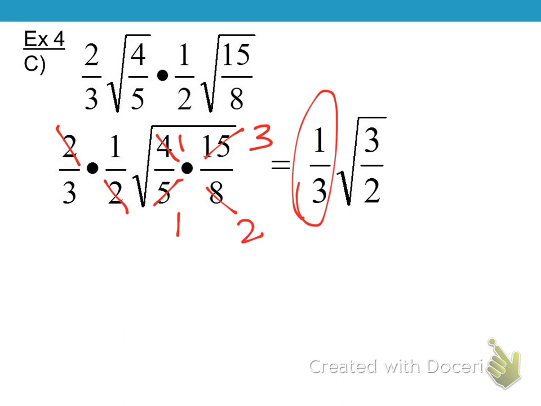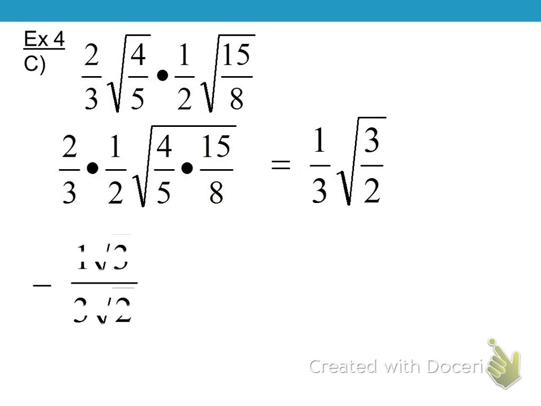So outside the radical right now, I have 1/3. Inside the radical, I have square root 3/2. Can I cancel these 3's? No. This one's inside. This one's outside. It is tempting. Don't do it. Any questions on how we got to this point? Because the next step will erase my work.